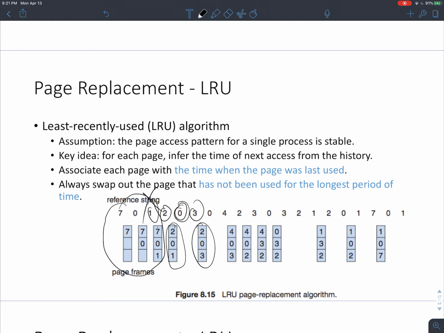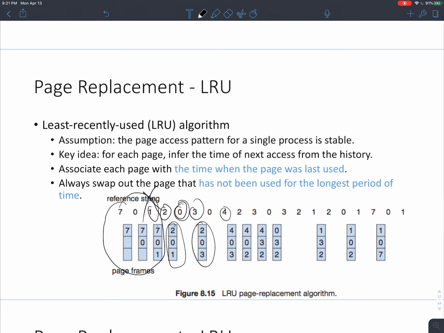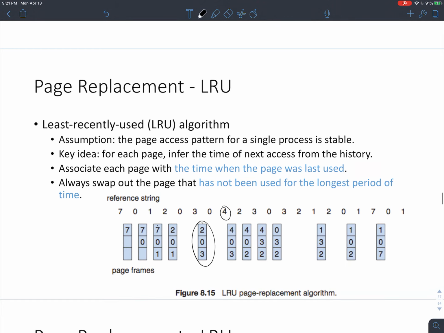And next we need to refer to page 0. Page 0 is still in the memory, so there is no page fault. Next we refer to page 4. We need to refer to page 4, and so definitely there is a page fault, and we need to do page replacement.